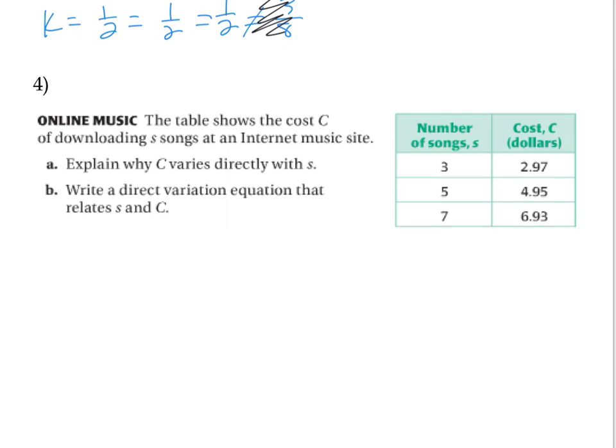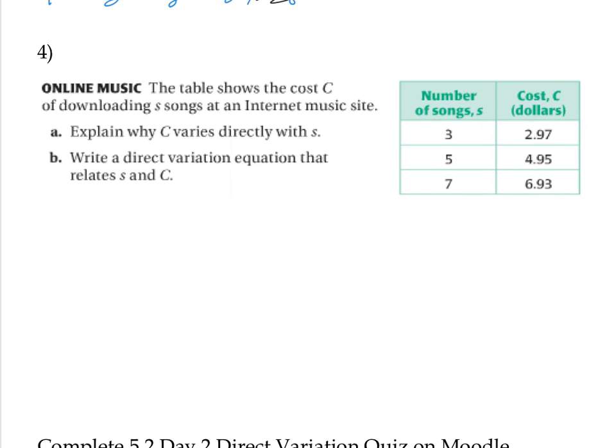Okay. Now if we look at another example here, we've got this online music situation where we take the number of songs that are being downloaded and the cost in dollars. Okay. So we want to explain why C varies directly with S. So in order to do that, we want to find a k value, which is y over x. Y over x, or C over S, because that's our output, right? This is like our y and our x value. We change the variables, it's okay.